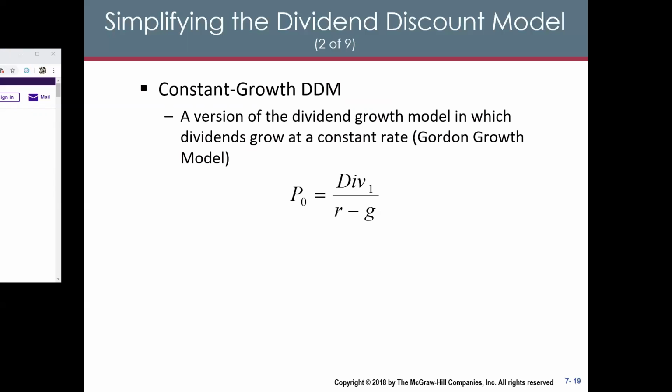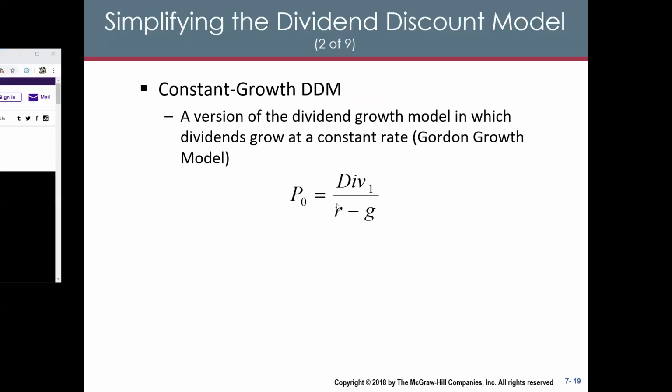If you write down and discount this cash flow, you will see it's still a geometric series. Applying the formula for the geometric series, you get P0 equals the first year dividend, DIV1, divided by R minus G. R here is the discount rate, and G is the growth rate. And we will talk more about this G a little bit later.